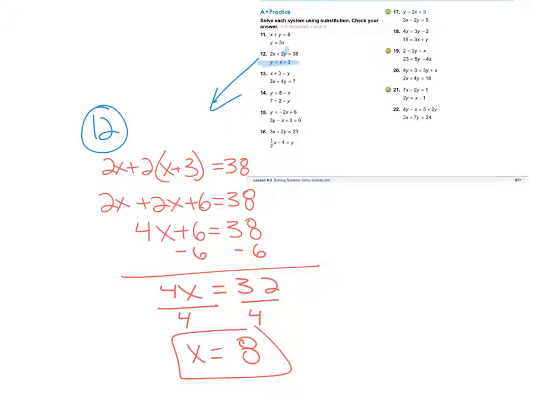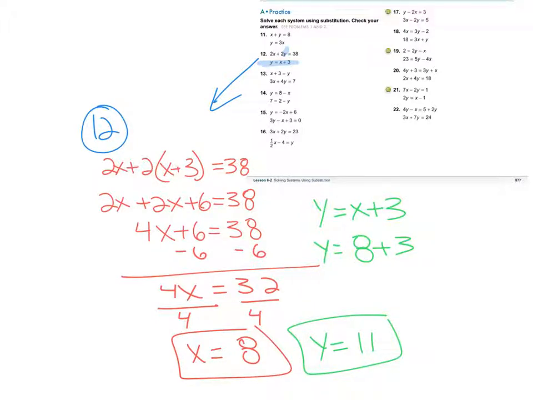So for this problem, I have x equals 8. Now, that's only half of the problem. I also need to figure out, well, what is y? So I'm going to go up to what I originally had, and that's y equals x plus 3. Well, if x is 8, y is equal to 8 plus 3. Y is equal to 11. So what you see there is both writing and solving both linear equations as well as systems of equations.